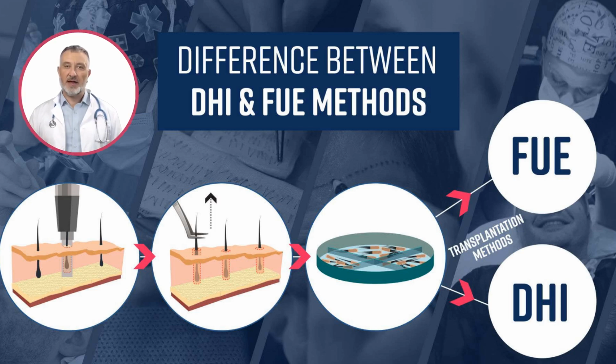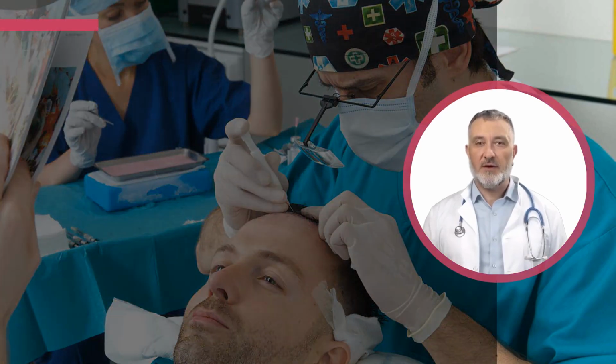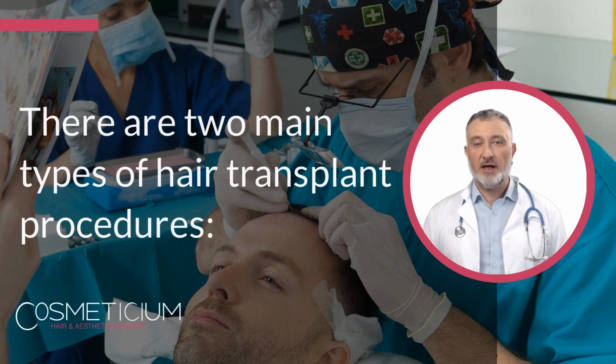FUE transplants, on the other hand, involve taking individual hair follicles from the back of the head and transplanting them into the balding areas. One advantage of FUE over DHI is that it is less invasive and therefore has a quicker recovery time. However, FUE transplants can sometimes result in poorer quality grafts and a higher risk of infection. So, which transplant method is right for you? Ultimately, it depends on your budget and your desired results. If you want the best possible results and are willing to pay more for them, then DHI may be the way to go. However, if you're looking for a cheaper option with a quicker recovery time, then FUE may be a better choice.